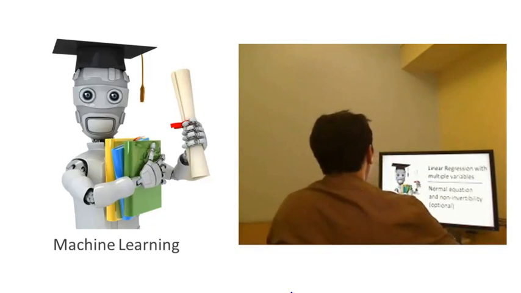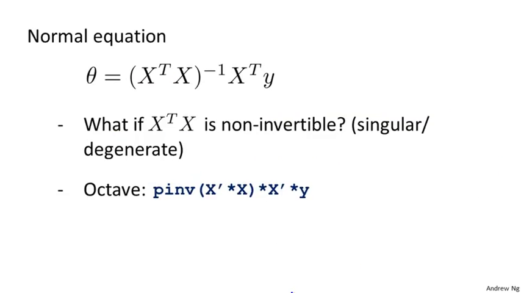Here's the issue. For those of you that are somewhat more familiar with linear algebra, what some students have asked me is, when computing theta equals (X transpose X) inverse X transpose y, what if the matrix X transpose X is non-invertible? You may know that only some matrices are invertible and some matrices do not have an inverse. We call those non-invertible matrices singular or degenerate matrices. The problem of X transpose X being non-invertible should happen pretty rarely.